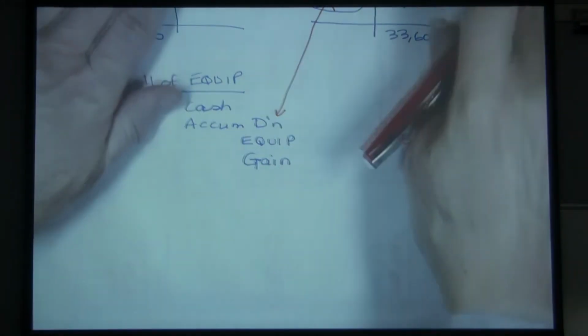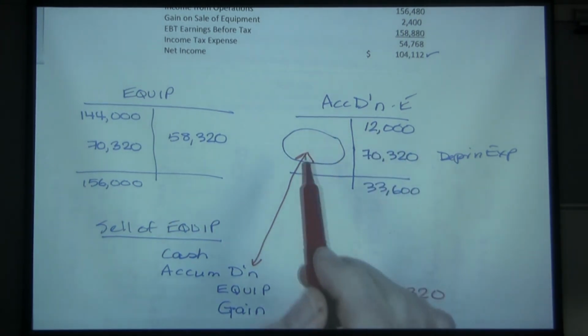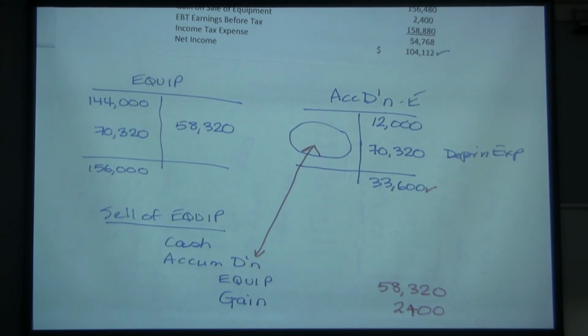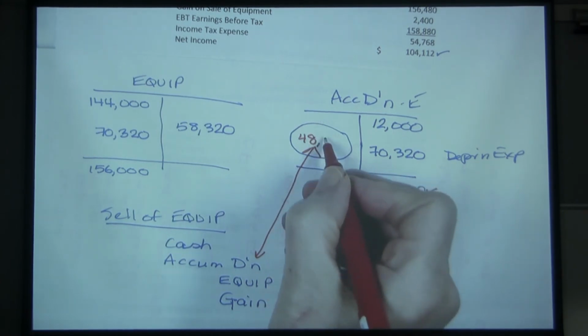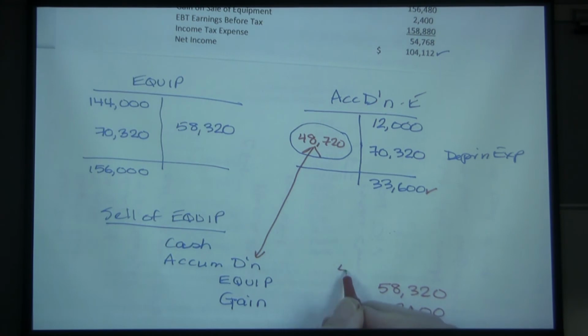So in order for this T account to work out, we need to fill in the amount that belongs over the debit side in order to arrive at this final balance of 33,600. That amount will be 48,720. So now we've got that, 48,720.